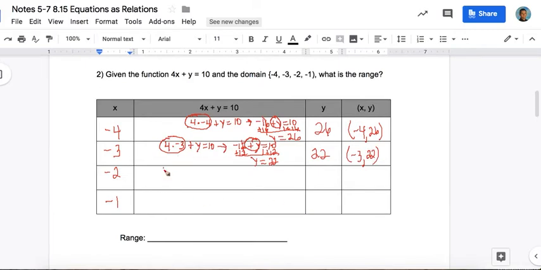Okay, the next one is 4 times negative 2 plus y equals 10. 4 times negative 2 is negative 8 plus y equals 10. Once again, circle your variable, draw your t. How do I cancel out 8 negatives? Good, I need 8 positives. And 10 plus 8 is 18.